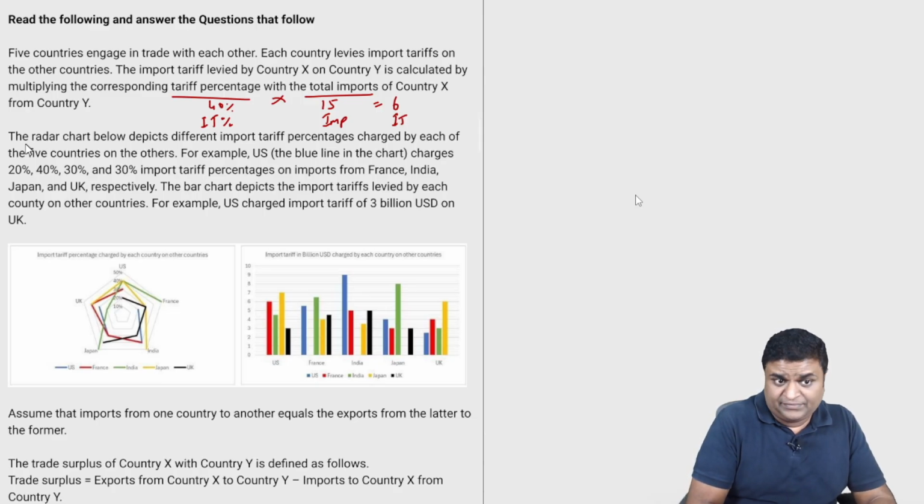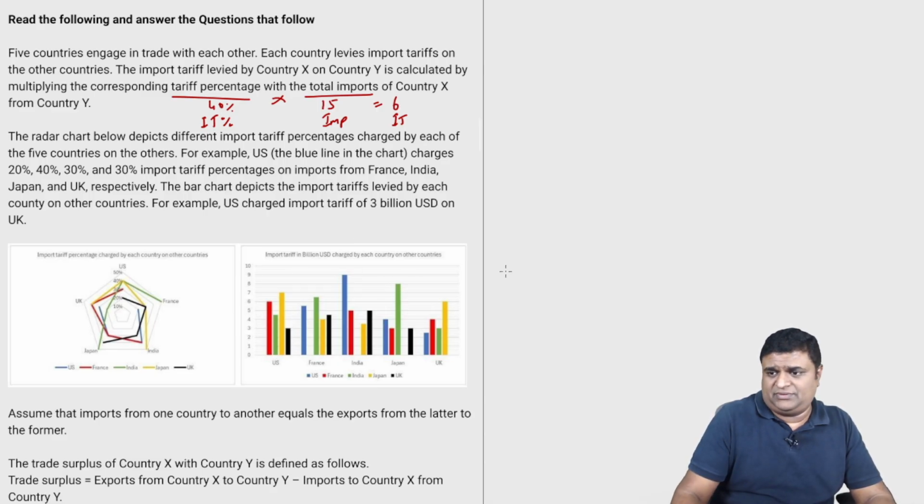IT is import tariff. Now, the radar chart below depicts the different import tariff percentages charged by each of the 5 countries on the others. For example, the US, the blue line, charges 20, 40, 30, 30 on France, India, Japan, UK respectively. The bar chart depicts the import tariffs levied by each country on other countries. For example, the US charged an import tariff of 3 billion USD on the UK. So US on UK, which is black here, was $3 billion. That's correct, we got that.